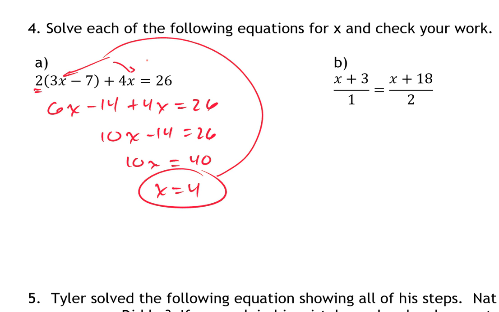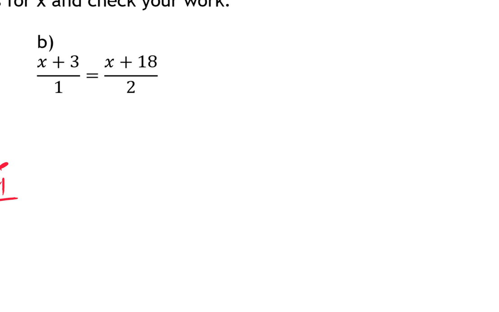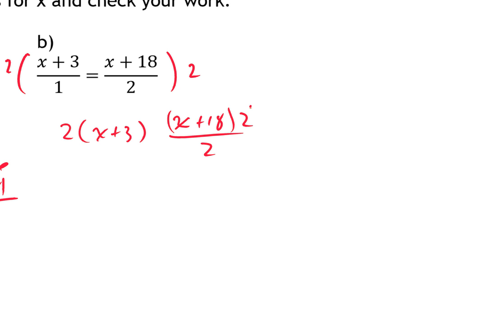Yes. On the other one, option B, I don't like fractions, so I would probably just multiply both sides of this equation by the number 2. My left-hand side becomes 2 times the quantity x plus 3. The right-hand side becomes x plus 18 times 2 over 2. What's nice about that is my fractions cease to exist, right? So on the left-hand side, I could distribute. I have 2x plus 6, and that equals x plus 18.